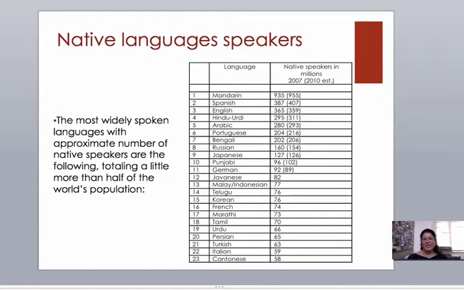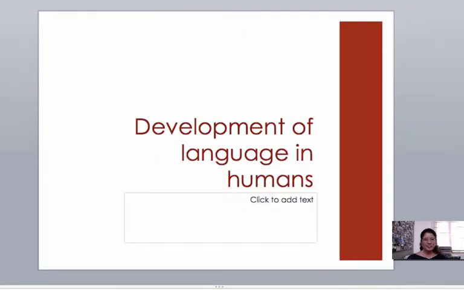Just as a curiosity about the languages spoken around the world, we know that as native language speakers, Mandarin beats out all of them, then Spanish, then English. But as far as second language learners, more people speak English than any other language in the world. And this is projected to last at least another 40, 50 years. So yes, Mandarin is on the rise, but it's not going to replace English for quite a while.